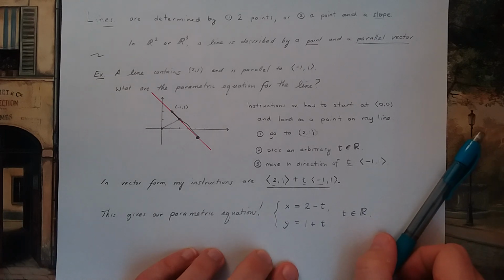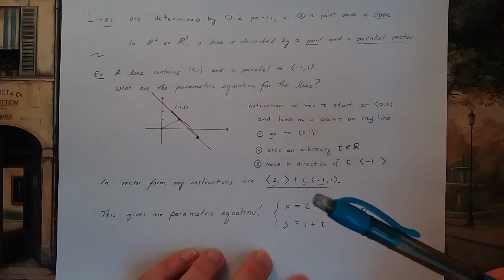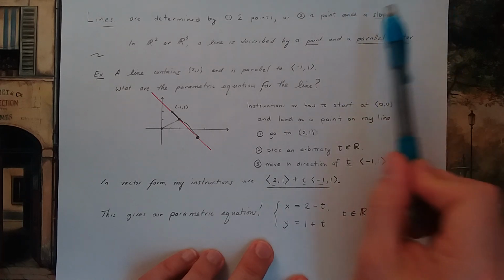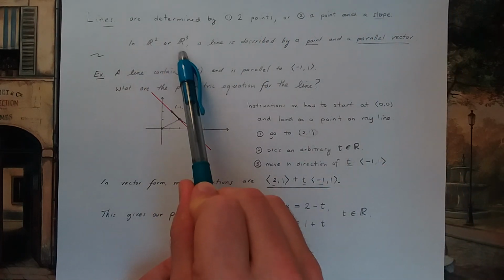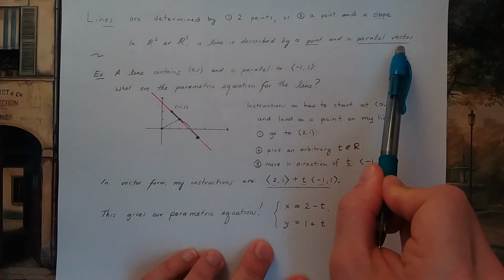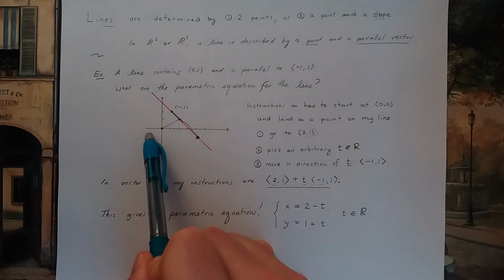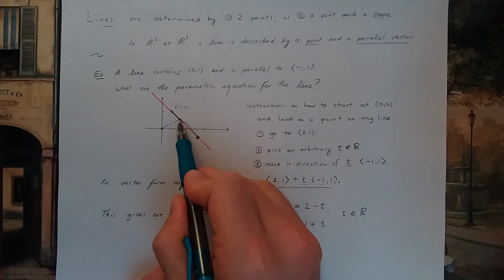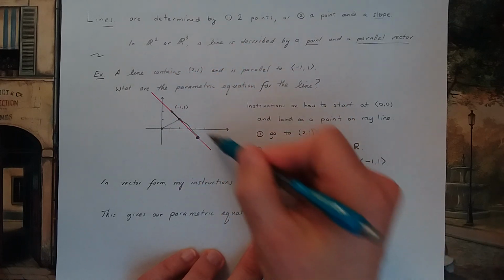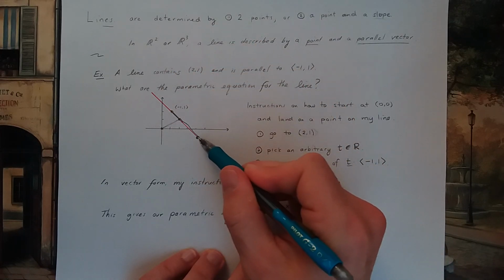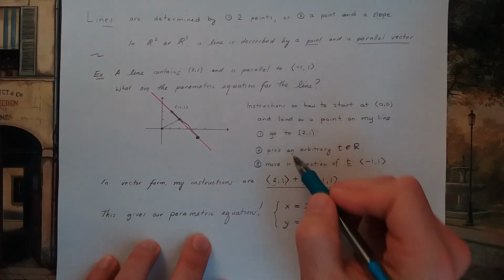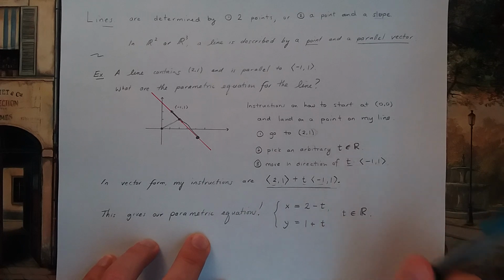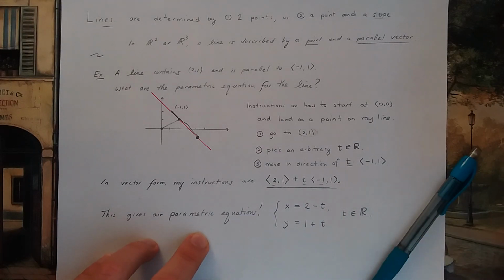So I'll do another example in the next video, but this is really the main idea for lines. The main idea for lines is you describe a line in R2 or R3 by a point and a parallel vector. To get to a point on the line, you start at 0, 0, go to the point on your line, and then travel some distance along the line to get to an arbitrary location. If you write those instructions in vector form, they give you the parametric equations for a line. All right, join me in the next video for another example.